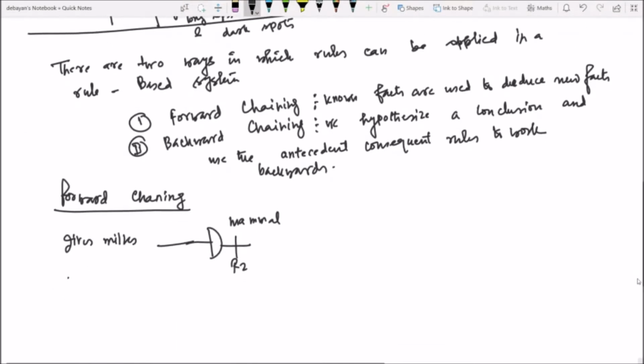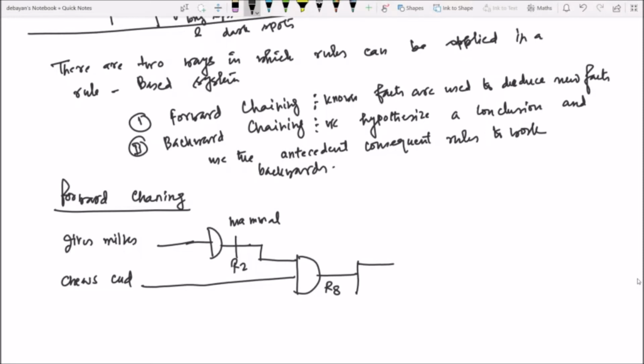Then we know from rule number 2 that it is a mammal, and if we apply rule number 8, it says that if the animal is a mammal and it chews cud, then we can apply rule number 8, and from rule number 8 we get that it is an even-toed ungulate.